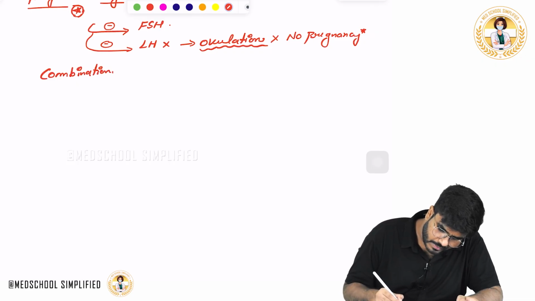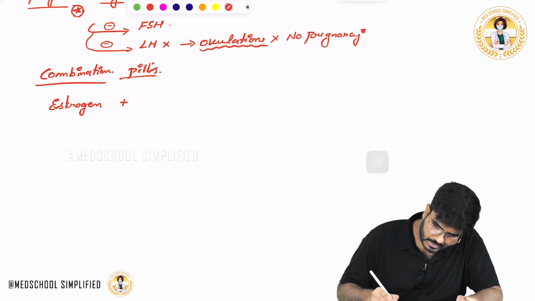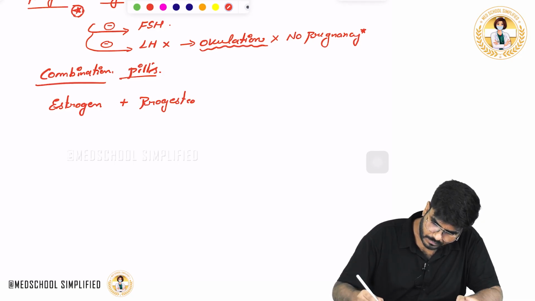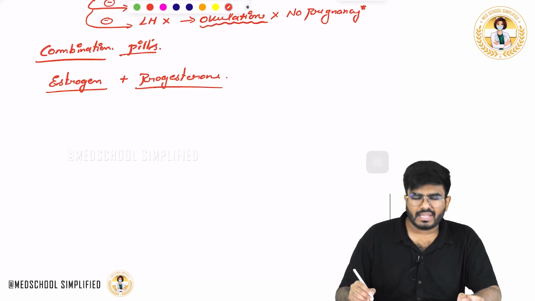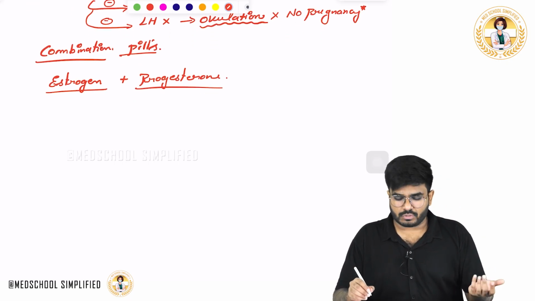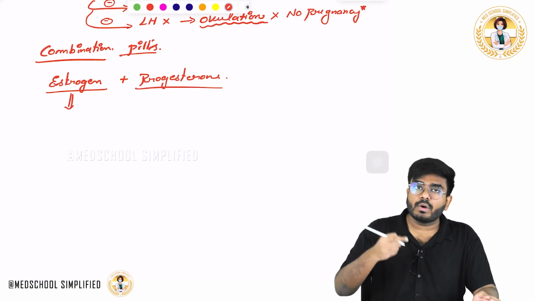Okay, combination pills. Combination pills contain both estrogen plus progesterone. When you take estrogen and progesterone from outside, ethinyl estradiol is the most common estrogen that is going to be taken, and progesterone we are going to take. So from outside you are taking the estrogens.